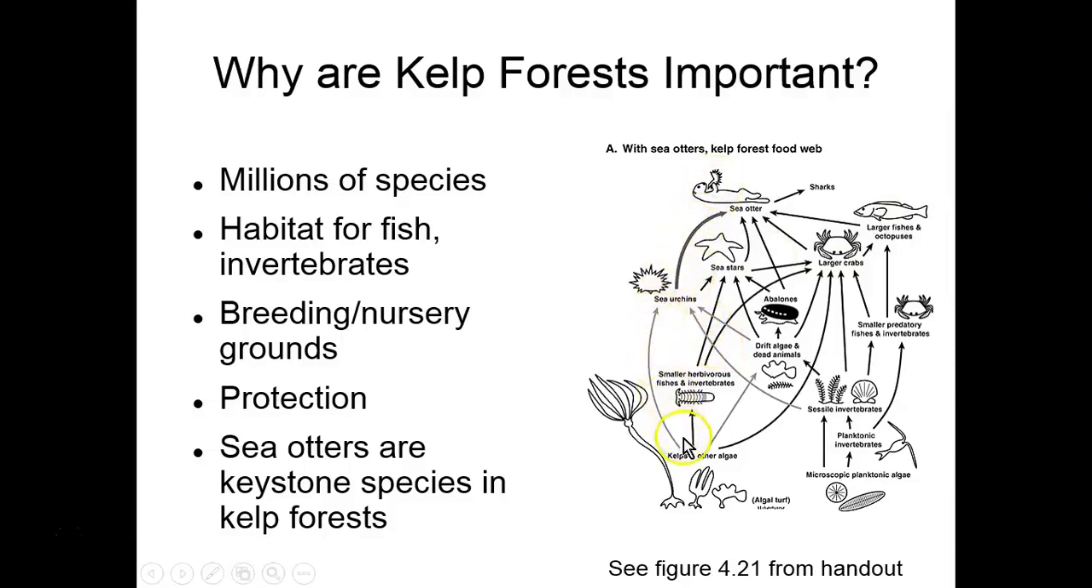But basically, a lot of these invertebrates, we can see, eat kelp and other algae. So what the sea otter does is it keeps those in check so that there aren't too many of them growing, because if there are too many, then they eat up all the kelp.